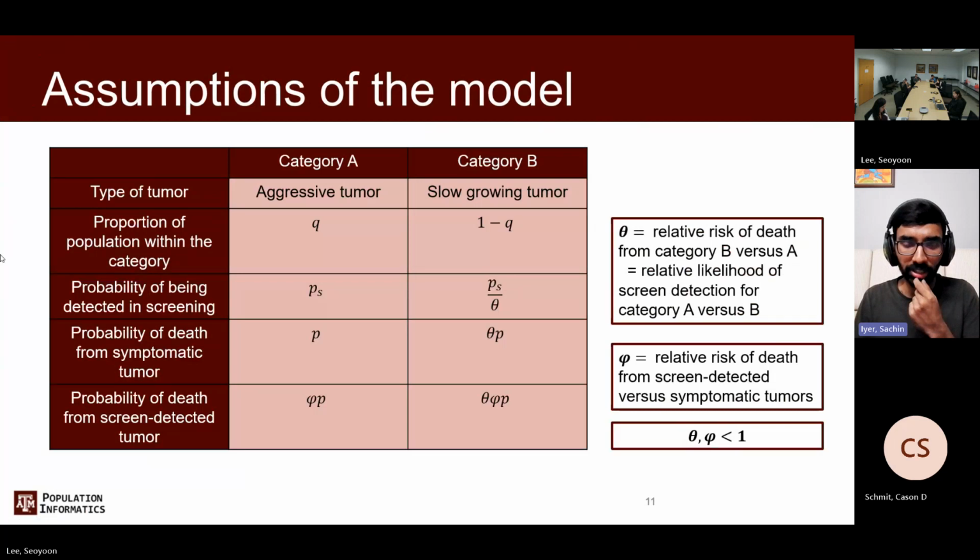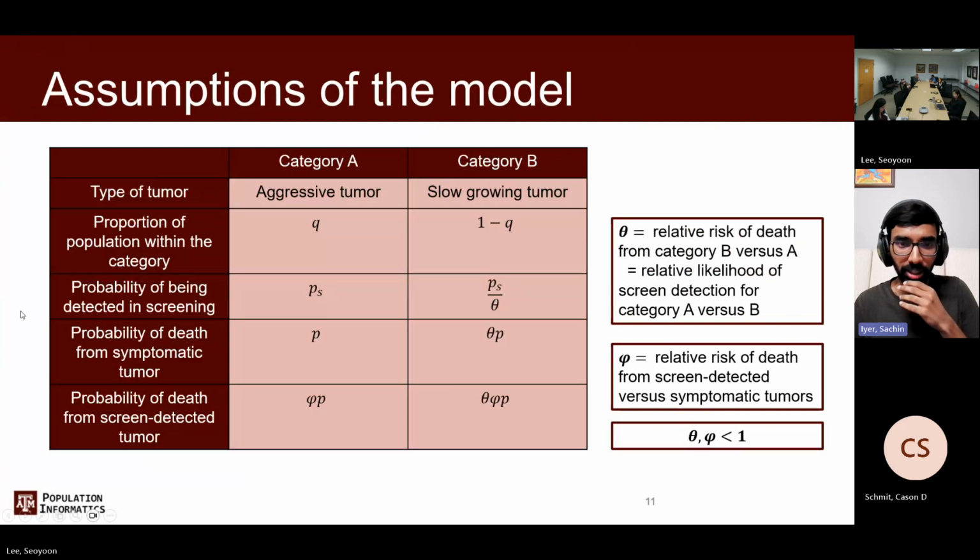And there is actually no specific reason to assume that the ratio of probability of screen detection would be the same as the ratio of probability of death, but for simplicity of the model this was assumed. Similarly, the probability of death from screen detected tumor is represented with phi times P, where phi is the relative risk of death. And for category B, it is phi times theta P. Again, because probability of death from symptomatic tumor is considered to be theta P.